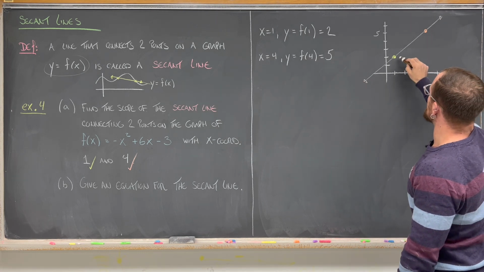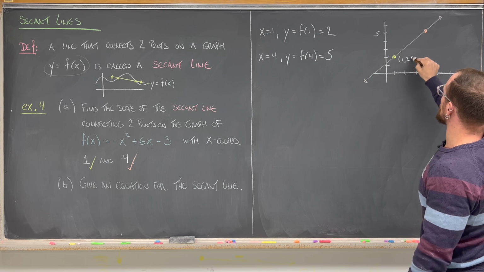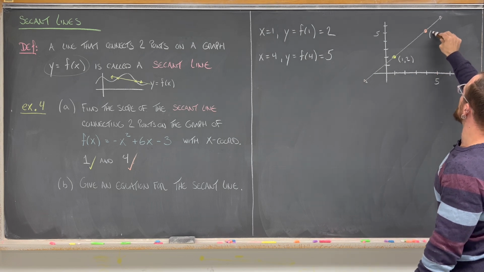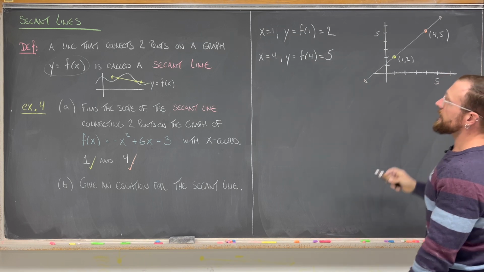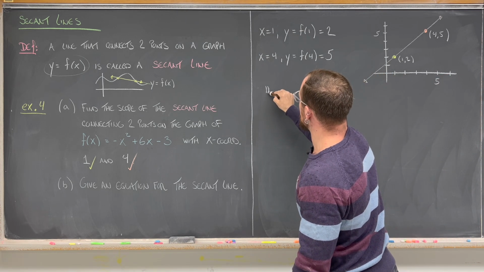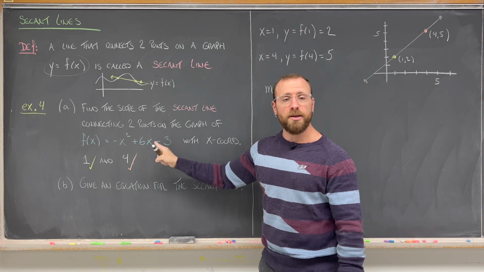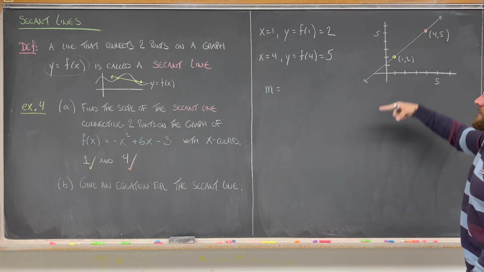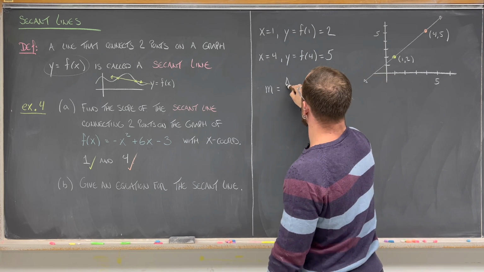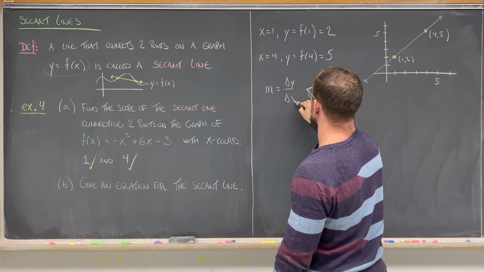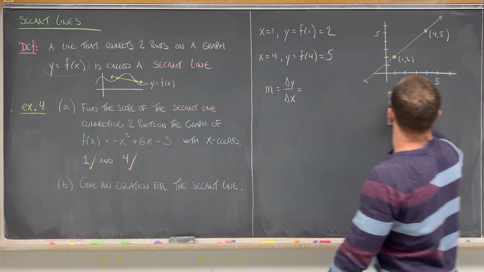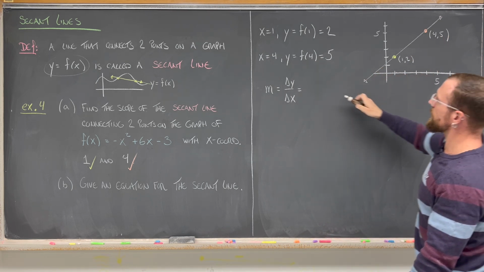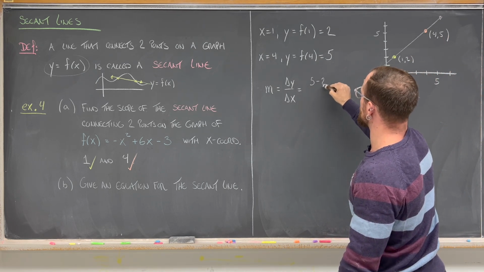And now that I've got these 2 points, let me just put their coordinates here for convenience. We've got (1, 2) and (4, 5). It's easy to figure out what the slope of that secant line is. That's what the question is. Find the slope of the secant line, the slope of this line. Well, it's going to be change in y over change in x, as it always is. Our 2 y coordinates are 5 and 2, so I'll do 5 minus 2.